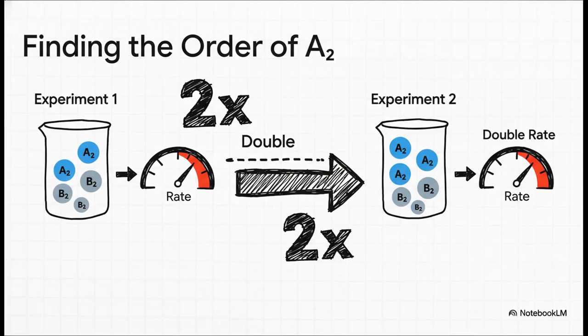So now we ask, what happens when we double the concentration of A2? Well, the rate goes from 0.010 to 0.020. It doubles too. So a 2x change in concentration caused a 2x change in the rate. That's a direct one-to-one relationship, and that tells us the reaction is first order for reactant A2.